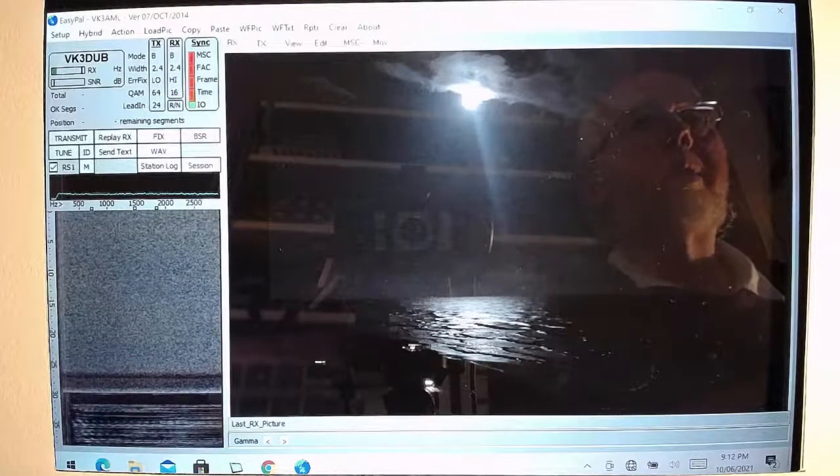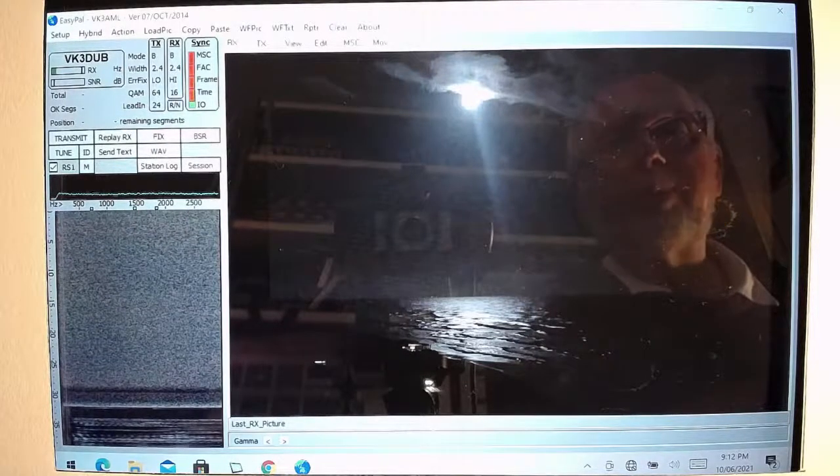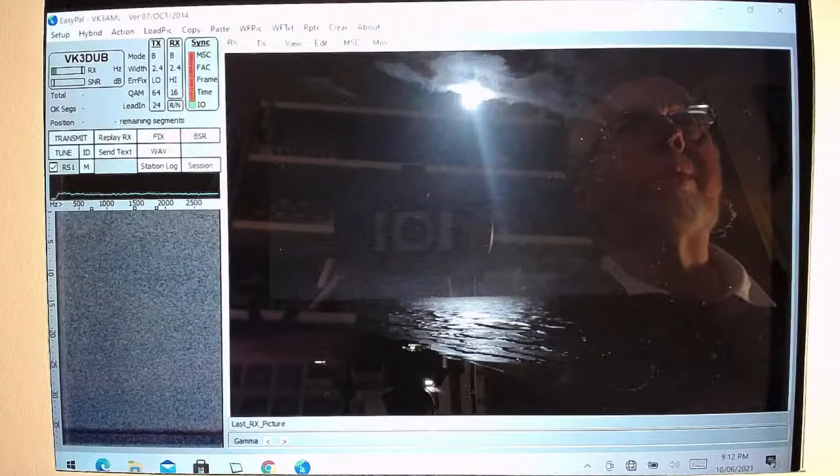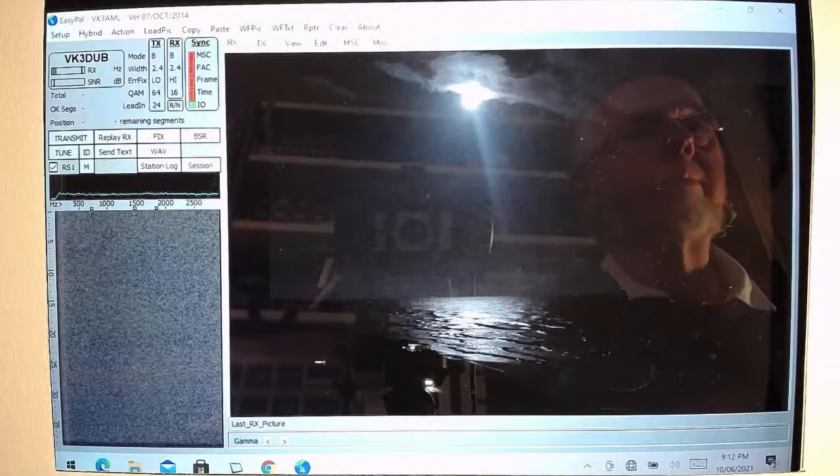And it doesn't look like 3DUB's got much of an image up. VK3AML just standing by for VK3DUB.